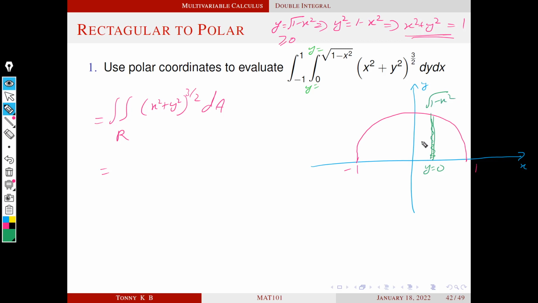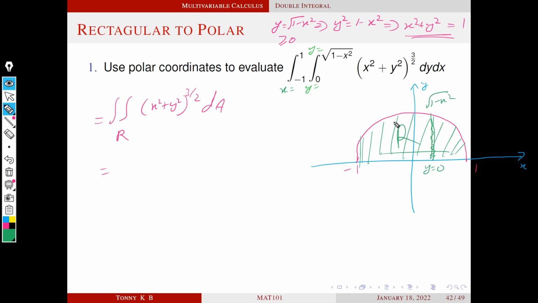Then what is the range of x? Given that x is varying from minus 1 to plus 1, this is minus 1 and this is plus 1. So the strip is moving from this side up to this side. That means the region of integration is this entire semicircular disk. So this is our region of integration, and now it is clear.